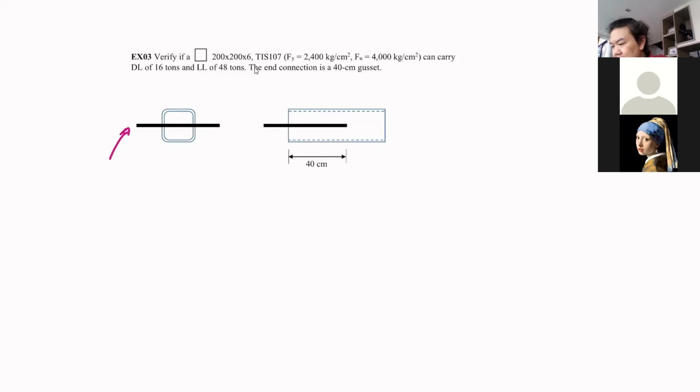One more thing that we should know, I probably have mentioned this before, but let's do it again here. When we have the circular section, the rectangular section, those sections are not made of SS400 or SM520. They have their own standards. In this case, they used TIS107. TIS, that's Thailand Industrial Standard, right? So be careful, because the Fy and the Fu are not the same as SS400. It's pretty similar, but slightly less.